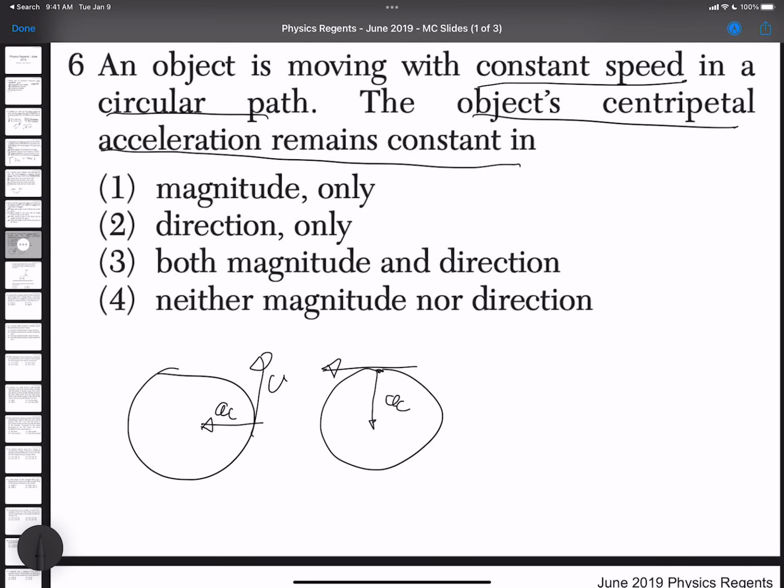The magnitude of the centripetal acceleration is given by the speed squared divided by the radius. So as long as it's a circular path, the radius is the same, and the speed is constant, then the magnitude will remain a constant, but not the direction. So that crosses out answer choice 2 and 3 regarding the direction. And then we do know that the magnitude is a constant, so the correct answer is answer choice 1.